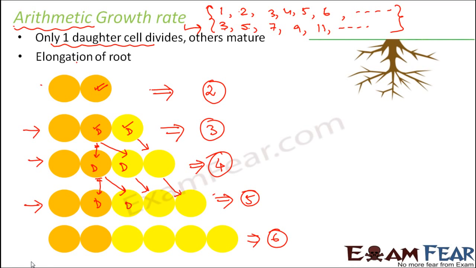Now, this kind of growth rate is seen in the elongation of the root. If you see the root, at the root tip you have the meristematic zone. After that you have the elongation zone, and then the maturation zone, right? So the elongation zone grows by this type of growth rate, that is arithmetic growth rate.